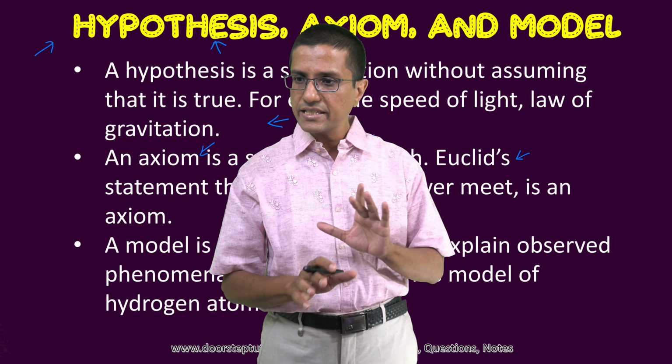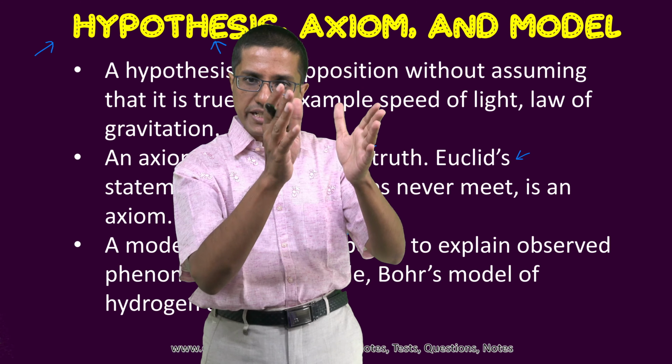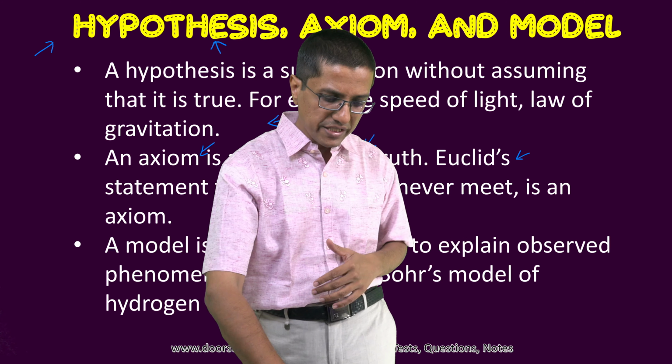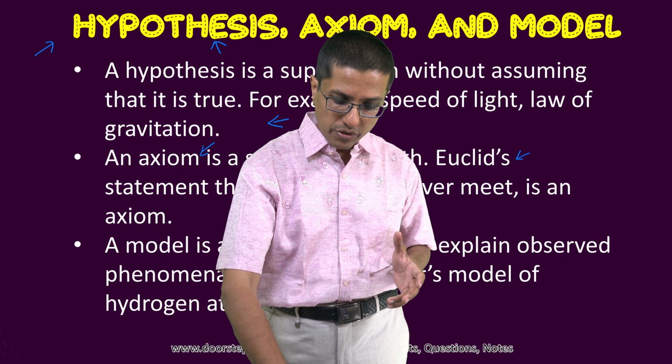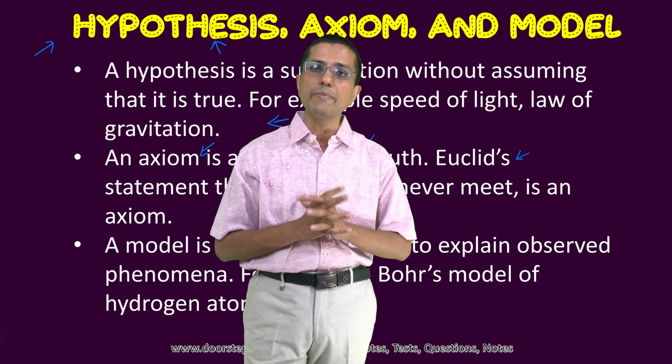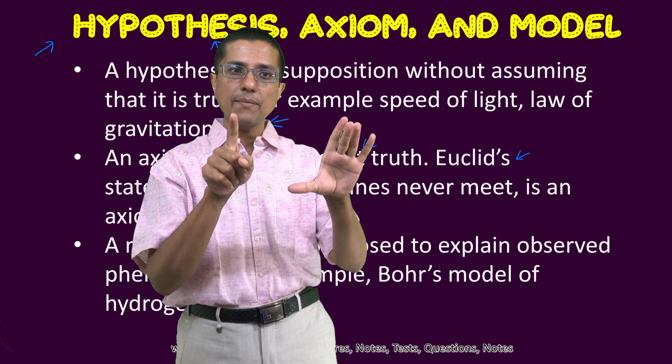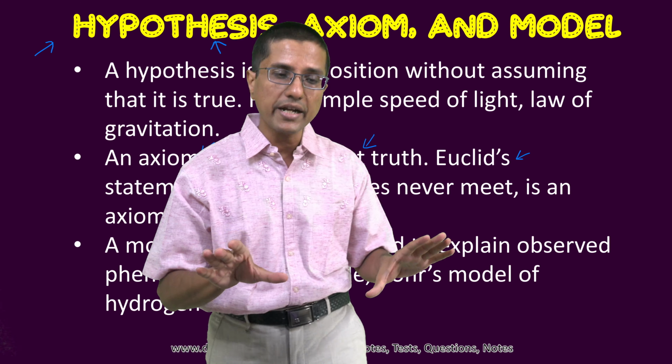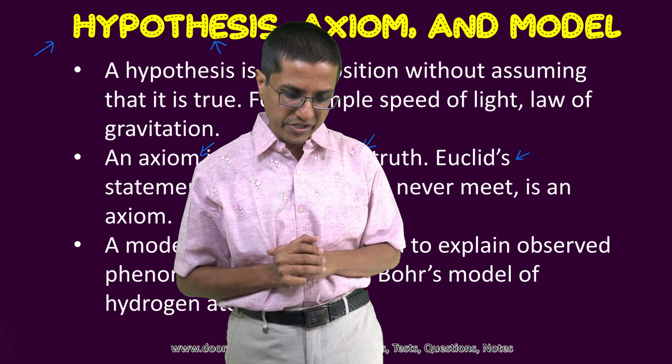So that is the next important thing, a model. Those are the three things that you have to understand. Each of these three things has its own importance. Of course, we will not be solving numericals based on this, but these three, hypothesis, axiom and model, are important. You should understand the difference between these.